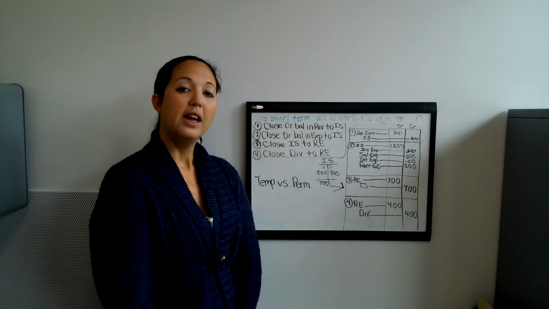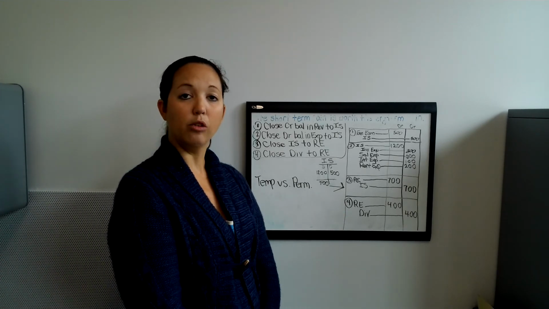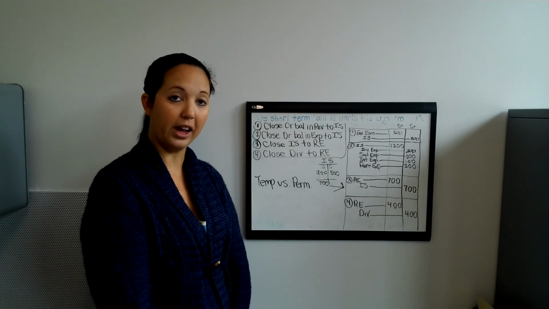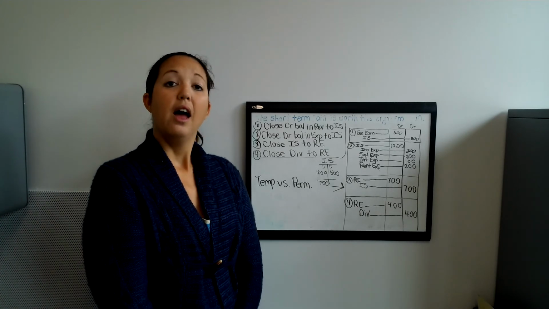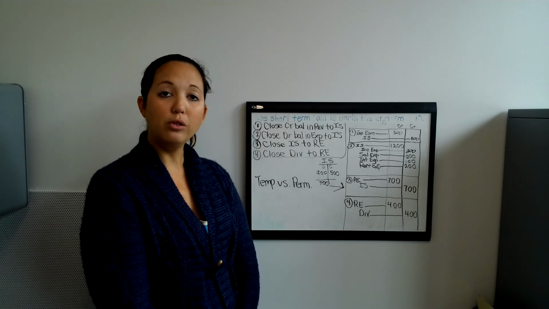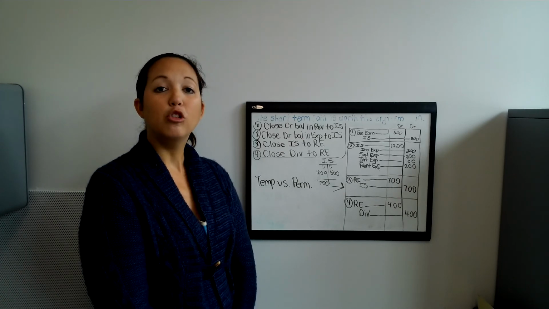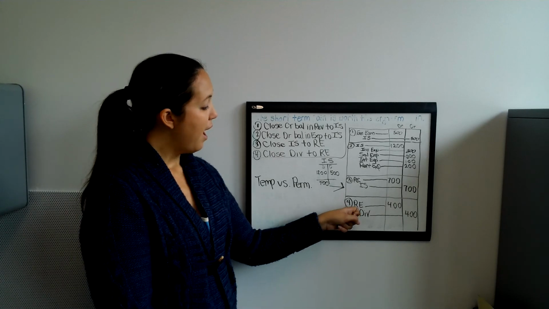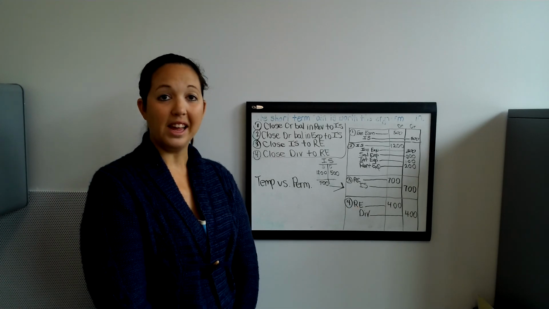Step 4 is closing our dividend account directly to our retained earnings. So dividends have a debit balance. So in order for us to close the dividend account, we need to credit dividends and debit retained earnings.